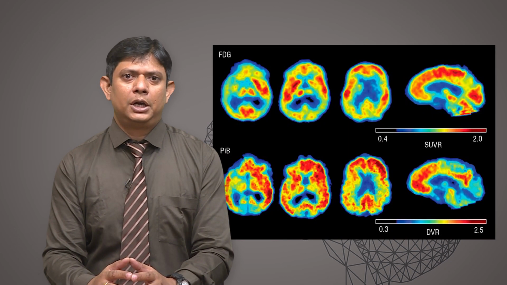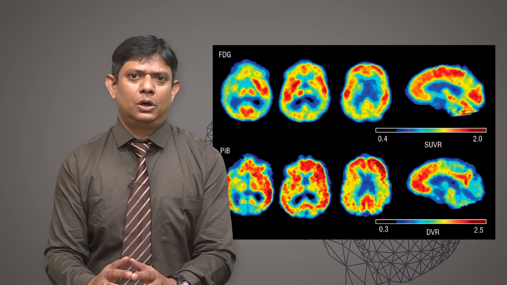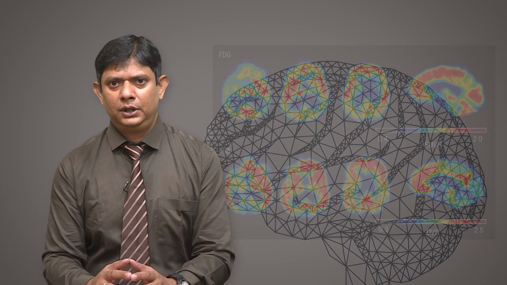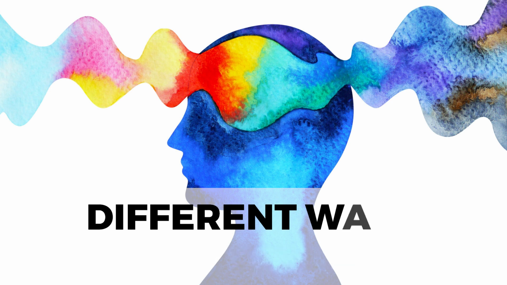Certainly, brain patterns are distinct electrical oscillations that can be observed in electroencephalography recordings. Each brain pattern is associated with specific mental states, cognitive processes and physiological conditions. Here is an overview of the different wave patterns and their associated states.